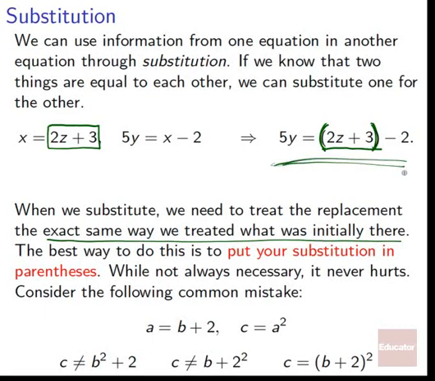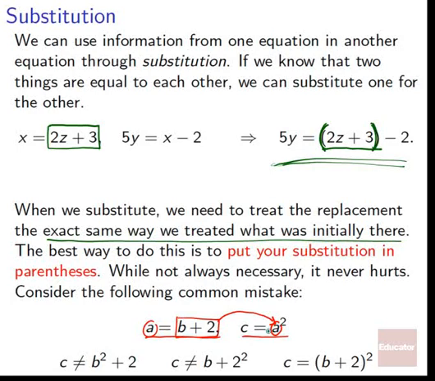And in other cases, like this one that we're about to talk about, it's absolutely necessary, otherwise we'll make bad mistakes, right? Consider this really common mistake. If we know that a is equal to b plus 2, and we know that c is equal to a squared, then we can go, oh, hey, a right here, I'll take b plus 2, and I'll substitute it in for a. Lots of students will go, oh, well, it's a squared, so it must be b squared plus 2. No, that's not the same thing, right?